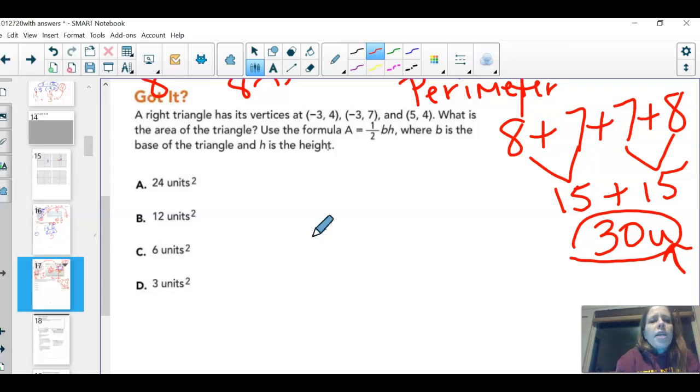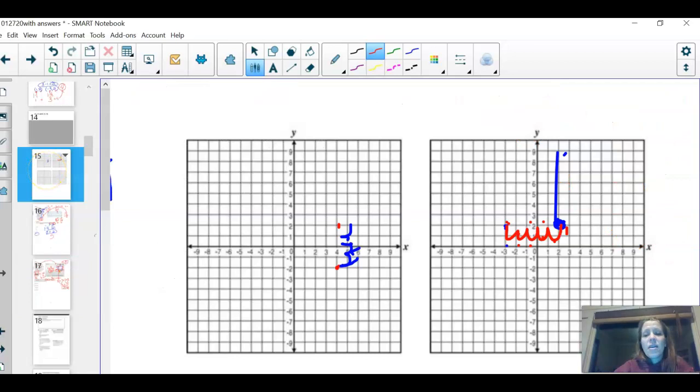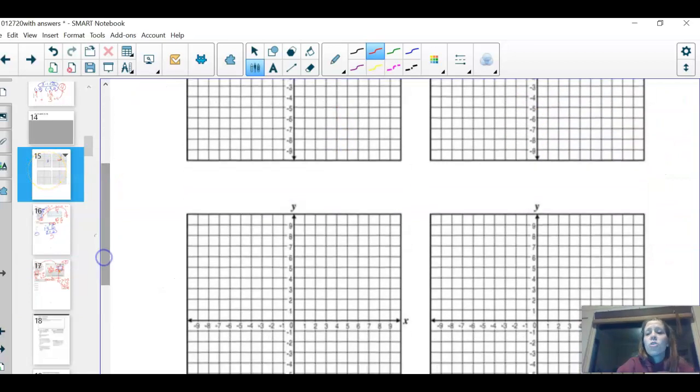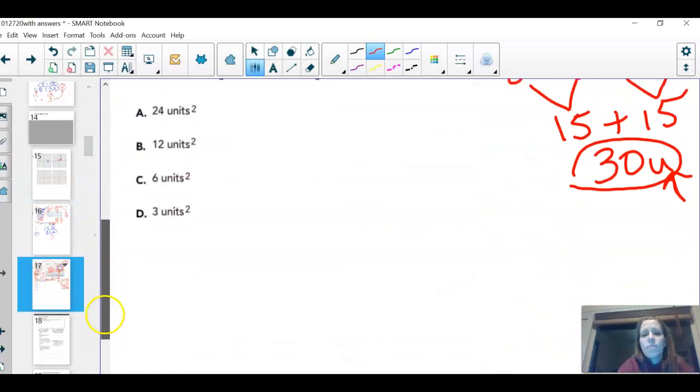Okay? A right triangle has its vertices at -3, 4, -3, 7, and 5, 4. So the first thing I like to do is I can actually draw it on here. La primera cosa que yo me gusta hacer es si yo puedo dibujar si yo quiero. I can draw it if I want to, and you can do that for every problem.